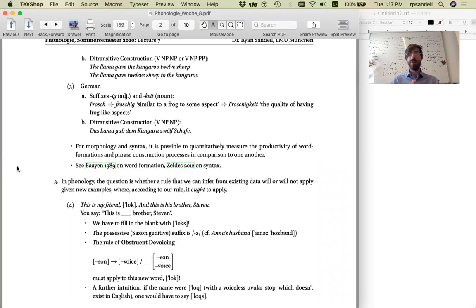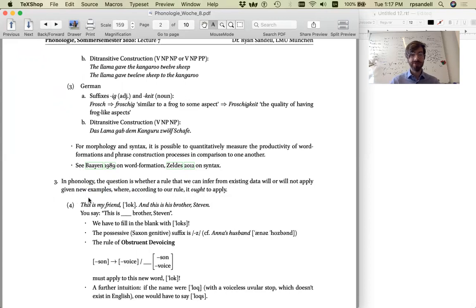Now, returning to phonology, the question here is really whether a rule that we can infer from existing phonological data, so when we phonologists look at data and we can imagine a rule, we ask ourselves whether this rule will apply to new examples where, according to the rule, it ought to apply, where it is supposed to apply. Let's take an example here.